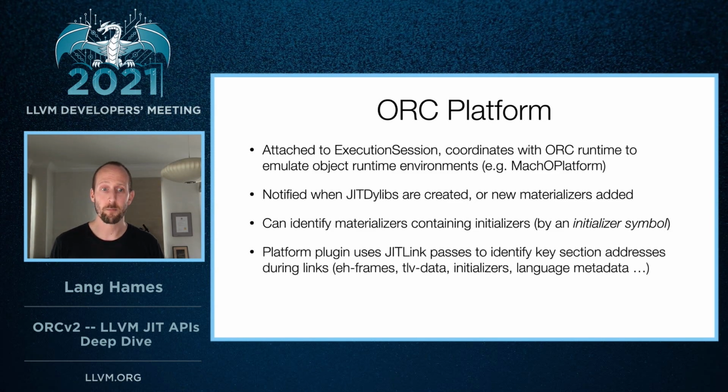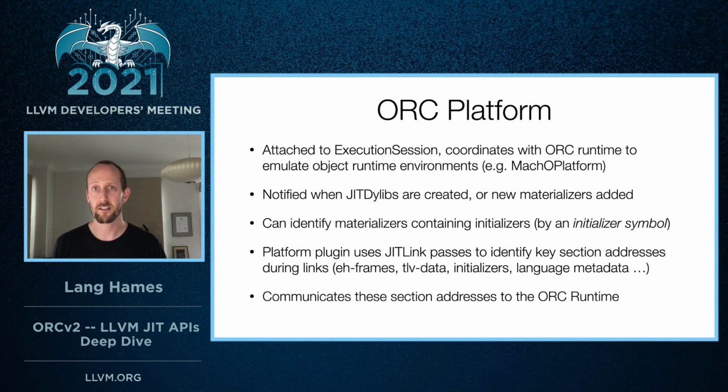So the platform can install plugins which use JITLink parsers to identify key sections in the object files during links, like exception handling frames, thread local variable data, static initializers, language metadata. And it can communicate those section addresses to the ORC runtime. It's good to do this within the platform object itself, because now we don't have to come up with generic abstractions about language metadata or initializer sections that fit all of the different object formats. Instead, we push all of those object format specifics into the platform class, and the rest of ORC stays blissfully unaware of these details.